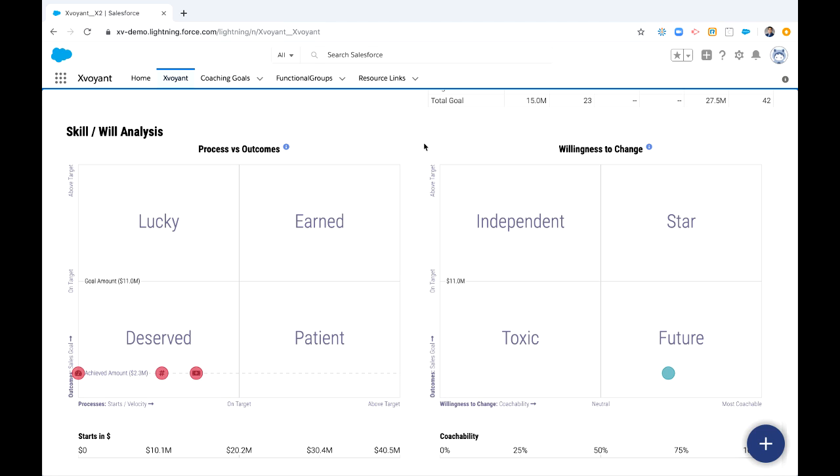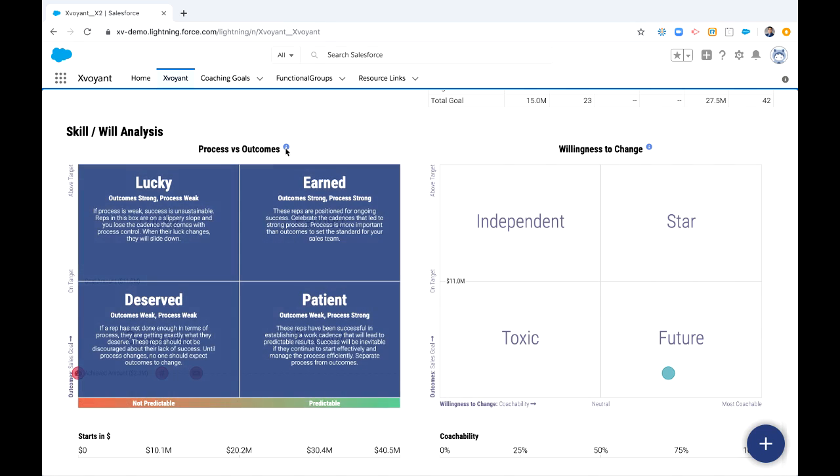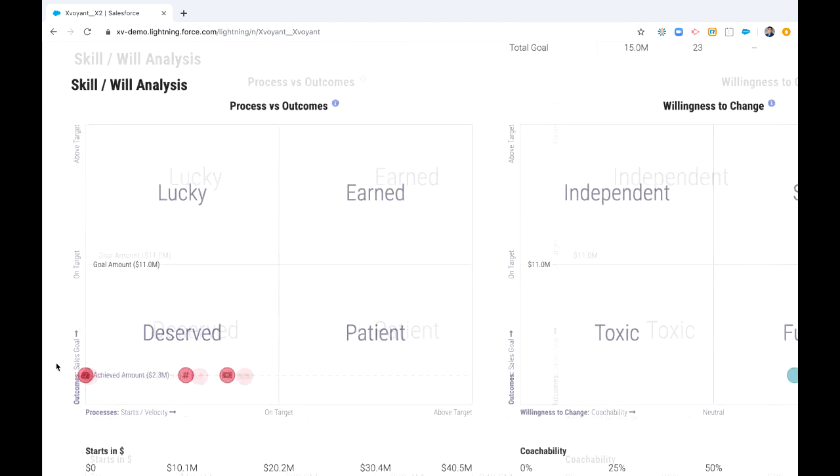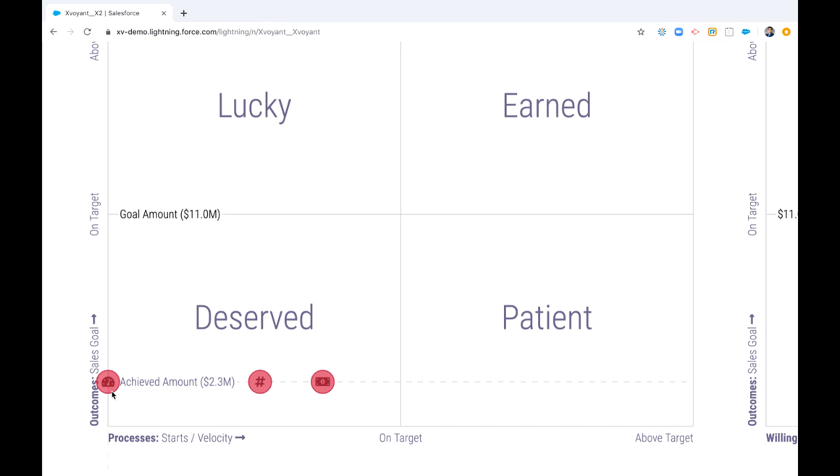Again, if you want to find out more about these quadrants, you can always hover over the little info button. And this is going to give you an explanation of what it means to be in different categories. Here we can see that this person is in the serve category. And if I zoom into those 3 process points, I'll notice that the first one on the left side is a speedometer, which is a symbol for velocity.